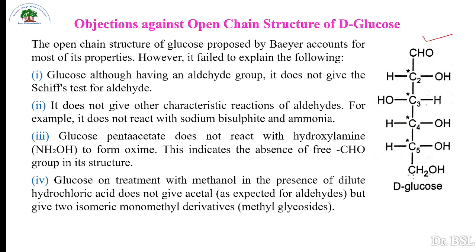The open chain structure of glucose proposed by Baeyer accounts for most of its properties. However, it fails to explain the following points. Point number 1: glucose, although having an aldehyde group, does not give the Schiff's test for aldehyde. This is one objection. Second, it does not give other characteristic reactions of aldehydes. For example, it does not react with sodium bisulfite and ammonia.